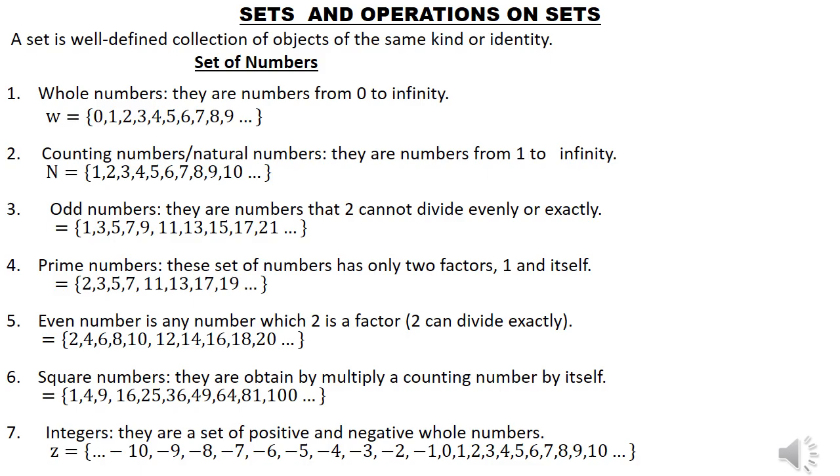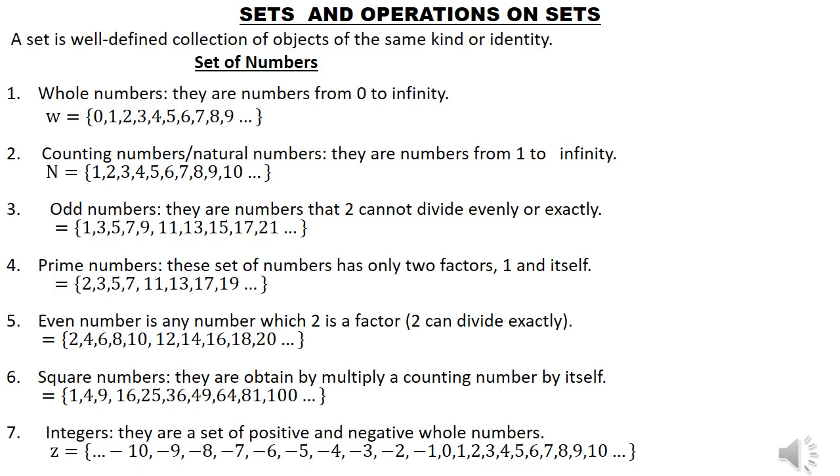Now we have odd numbers. These are numbers that 2 is not a factor of. It means that 2 cannot divide any odd number exactly or evenly. So when 2 divides any odd number, there will be a remainder. So 2 cannot divide exactly any odd number.